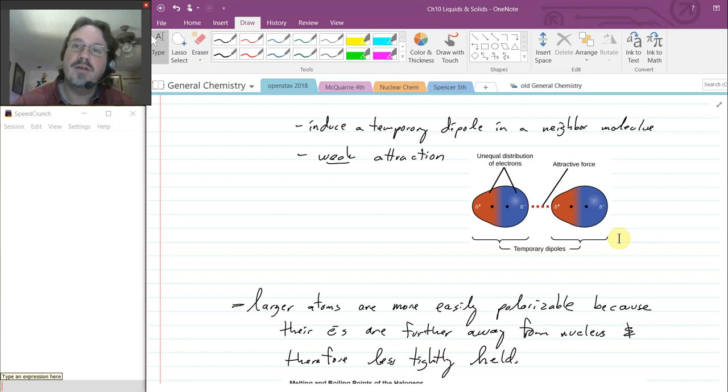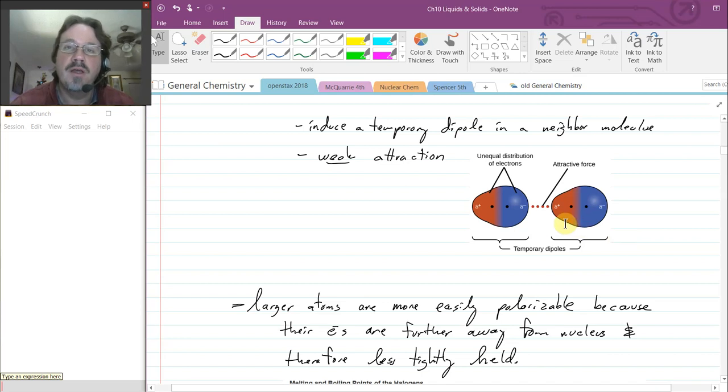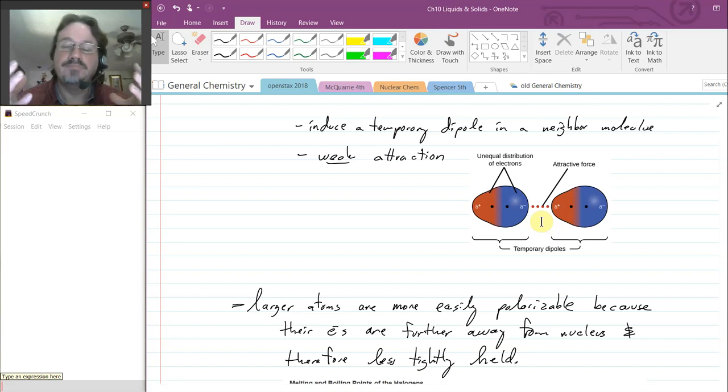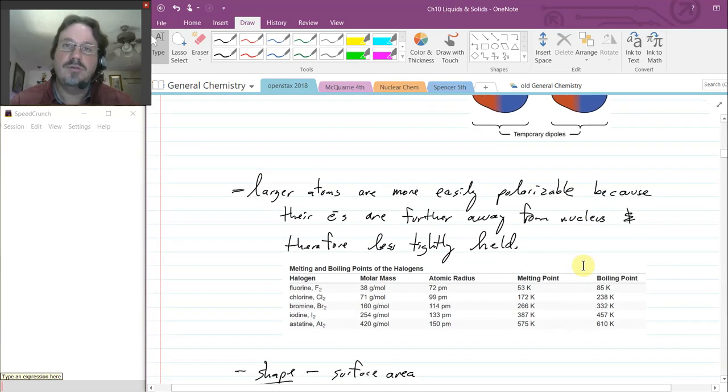Some molecules are easier to induce a dipole. Some molecules form stronger temporary dipoles than others, and it more or less has to do with their size. The larger the atom, the larger the molecule, the more electrons it has, the more surface area it has, and the more possibility to make and induce dipoles. All right, so therefore, the larger the atom and/or molecule, the stronger the London dispersion forces usually are.